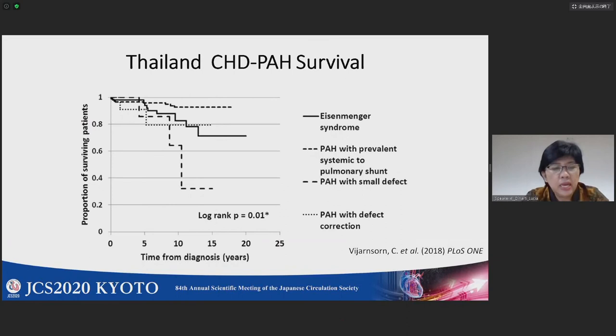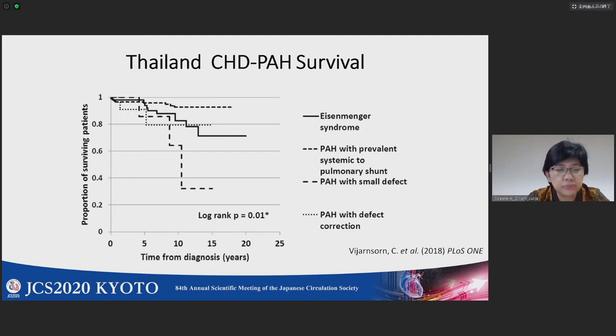And this is data from Thailand. They published about Thailand congenital heart disease PAH survival. The cohort data from Thailand shows that after 15 years of observation, more than 90% survived in the PAH population with prevalent systemic-to-pulmonary shunt. On the other hand, the worst outcome was the PAH population with small defects, with less than 40% surviving.